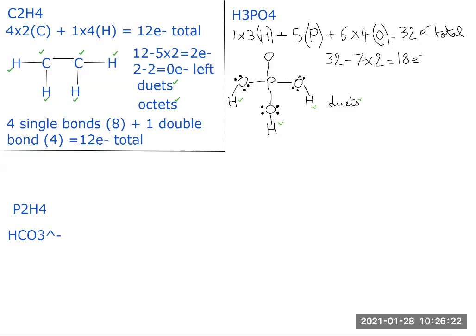Let's count how many electrons we've used. We've used 2, 4, 6, 8, 10, and 12. We still have room, so 18 minus 12 means we can still give those 6 valence electrons left over to the other oxygen here that is by itself, single bonded to P. So it has only 2 valence electrons around it. We can give it 3 lone pairs, 6 more electrons, so that it gets an octet.